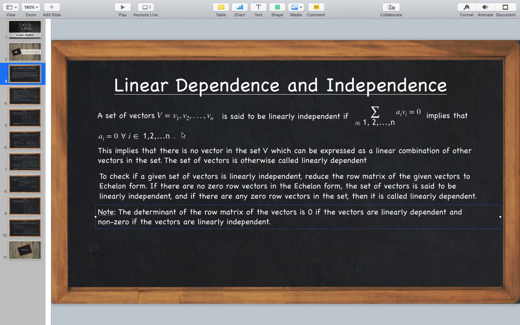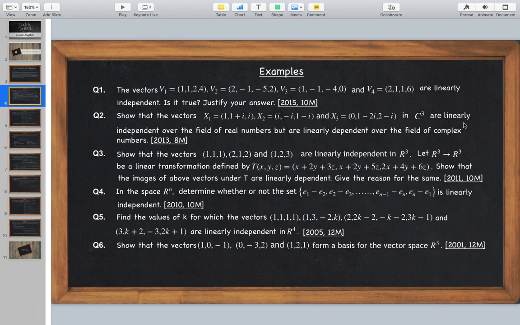Okay, so having looked at the basic definition, what it implies, and the working rule to check if the given set of vectors is linearly independent, we now move on to some of the previous year questions. In the first question we have been given some vectors and we have to verify if these are linearly independent, and justify our answer as well. In the second question we have to show that the set of vectors x1, x2, x3 are linearly independent over the field of real numbers, but linearly dependent over the field of complex numbers.